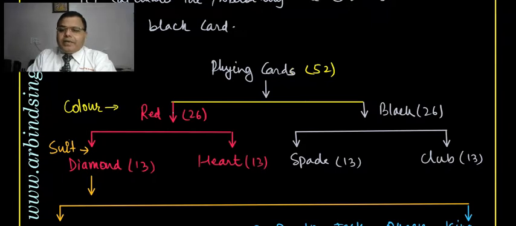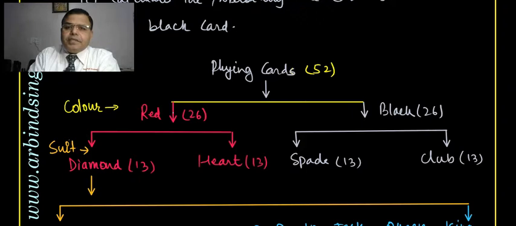And red are further divided into two suits. One suit is called diamond, another is heart, and each one of them is 13 and 13. Similarly, black cards are divided into two suits. One is called a spade and another is called club.